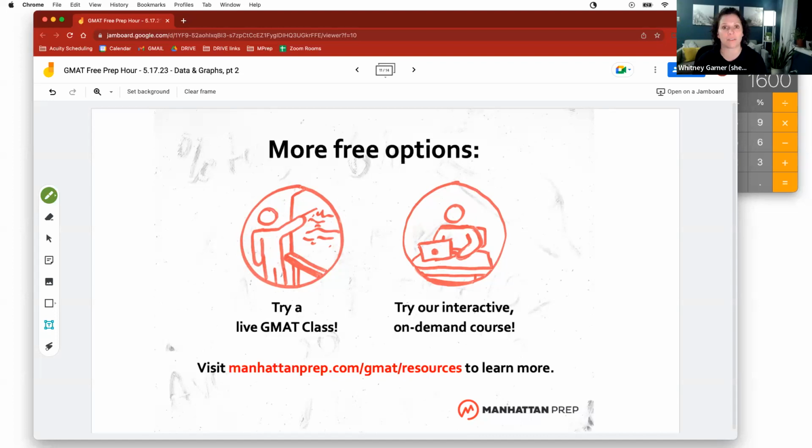I'm excited for how this shows up in integrated reasoning, both on the current classic GMAT and as we start to see the new GMAT Focus edition. We'll be excited to see it there too.